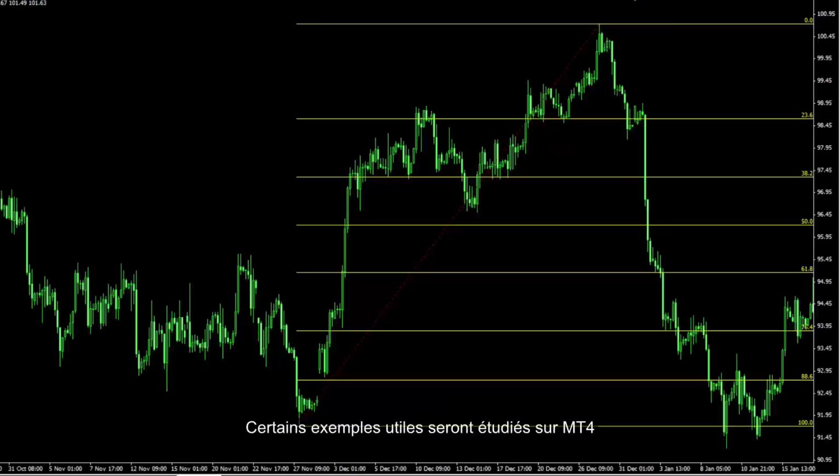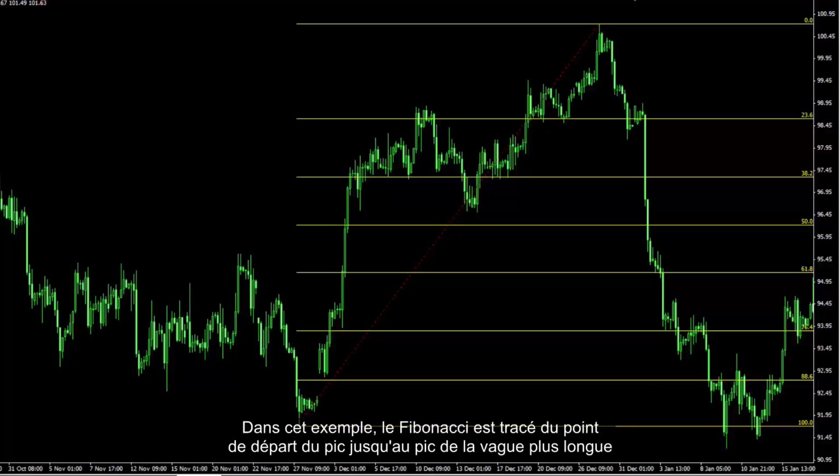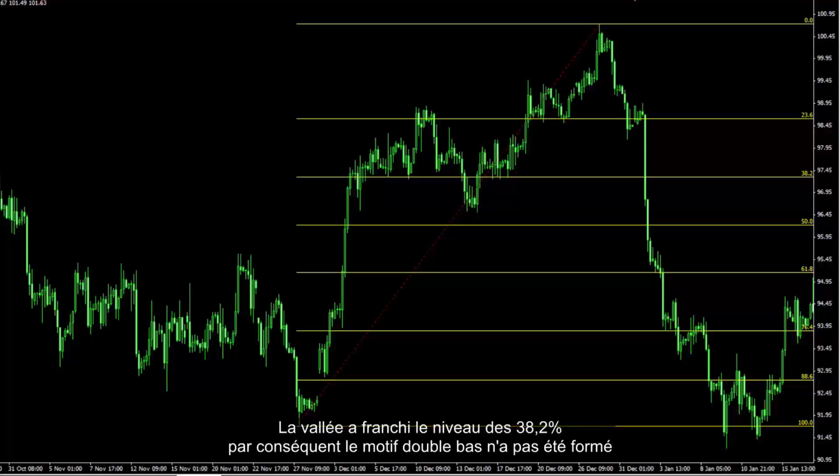Some useful examples will be studied on MetaTrader 4. One of the most important requisites of this pattern is that the valley of double bottom must not pass the 38.2% level of the Fibonacci pattern on the swing. In this example, Fibonacci is drawn from the starting point of the trend to the peak of the longer wave. Valley has passed the 38.2% level, thus double top pattern was not formed.